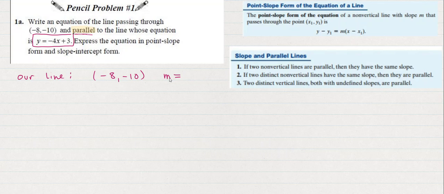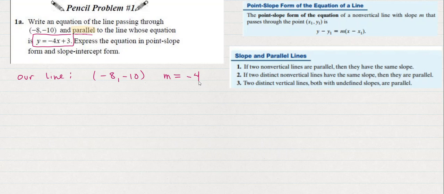Now parallel lines have the same slope. So if we know that the line we're looking for is parallel to y equals negative 4x plus 3, then we know that it has the same slope as y equals negative 4x plus 3. And when we look at this line, it's already in slope-intercept form, so we know that the slope is negative 4. So we can pull from this description that we're looking for a line that goes through the point negative 8, negative 10, and that has a slope of negative 4. That's the first step.